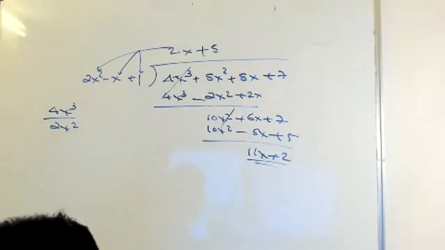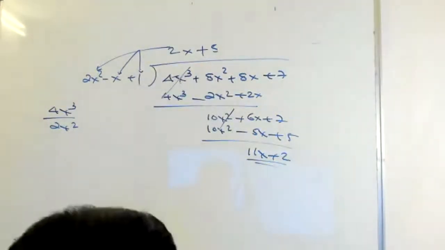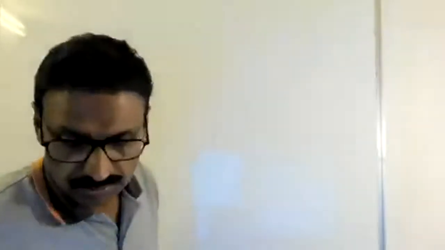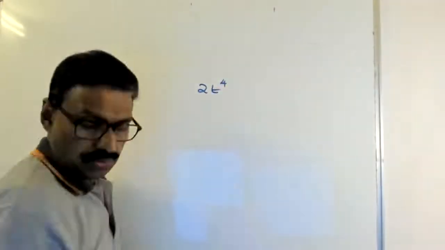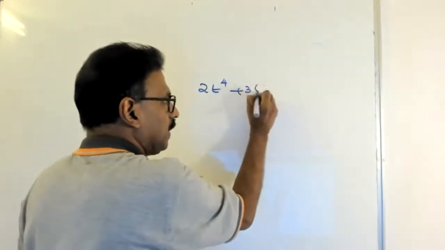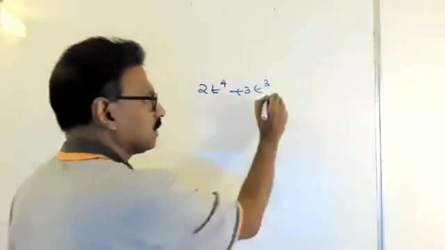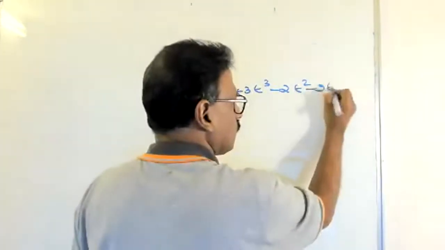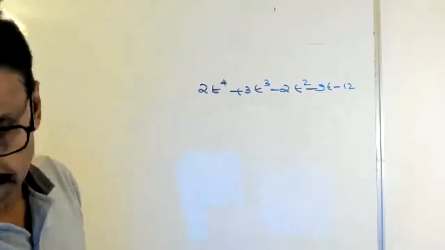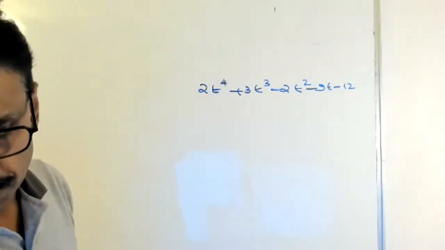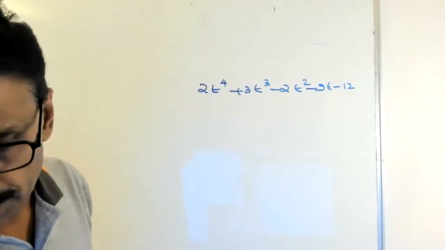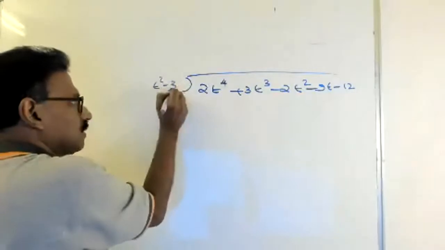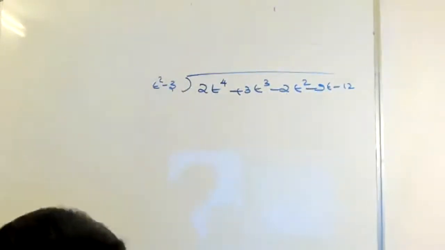So next question. 2t raised to 4 plus 3t cube minus 2t square minus 9t minus 12. Once again, 2t raised to 4 plus 3t cube minus 2t square minus 9t minus 12 divided by t square minus 3. Okay, right.